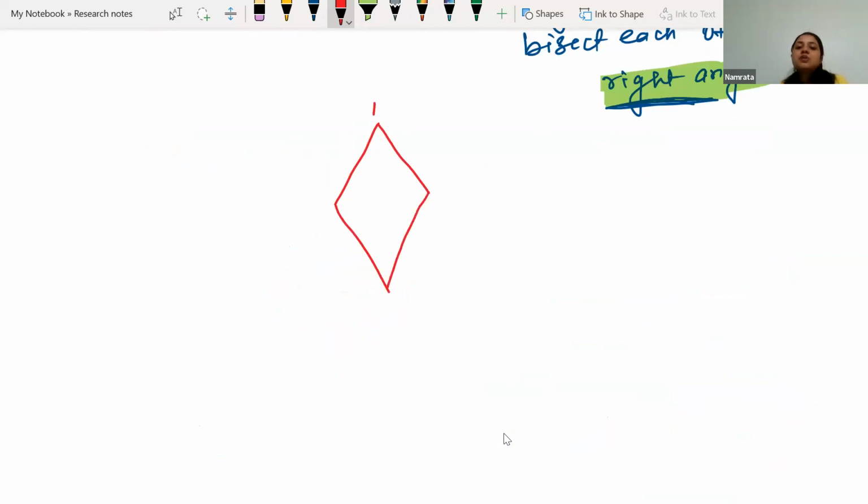So basically kite will look like a real life kite only, and from there this shape came out. Here we will be having no parallel sides. Here we will be having adjacent sides of the kite. This side PQ and this PS, these two sides are the same length I'm saying. Similarly side QR and side RS will be of the same length. So there will be two pairs of sides which will be equal with each other in a kite.